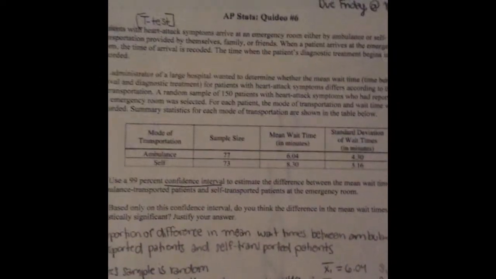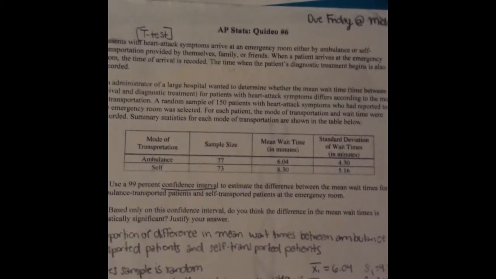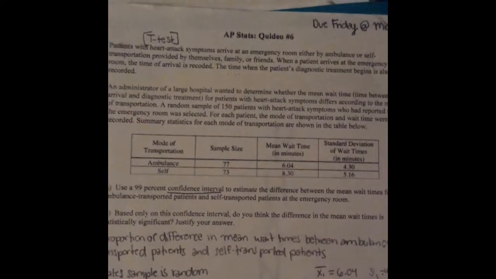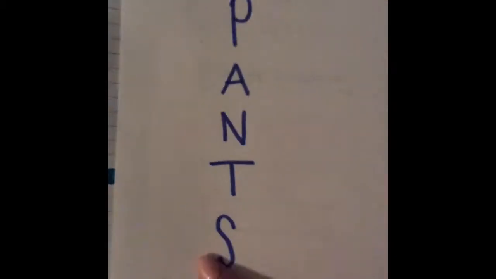And so what would happen if, using a 99% confidence interval, we figure out the mean difference in the wait times between the ambulance transported patients and self-transported patients. The way that we would find a 99% confidence interval is PANTS. PANTS is basically an acronym that explains the different steps of finding confidence intervals.